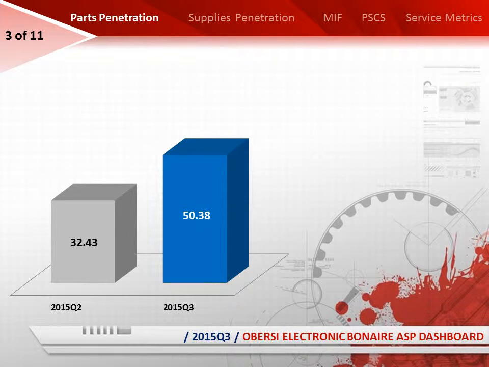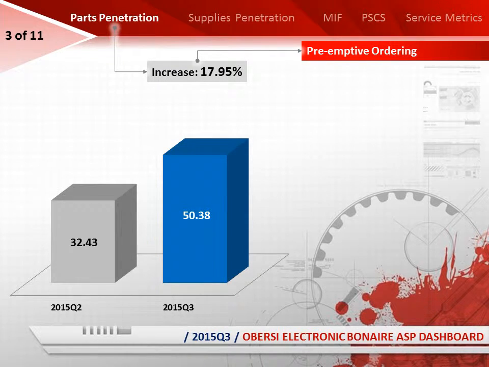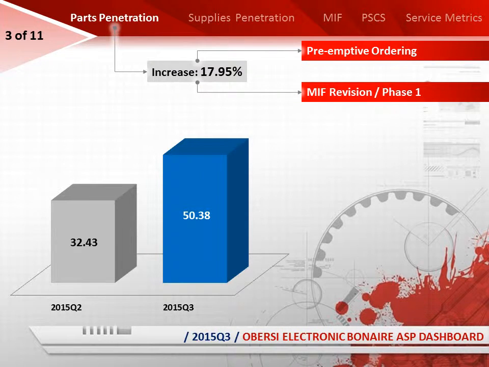Between Q2 and Q3, our part penetration percentage grew almost 18%. This was due to two factors. We implemented a process for preemptive ordering of parts, and we conducted a first revision of the MIF, detecting inactive equipment and taking them out of the calculations.